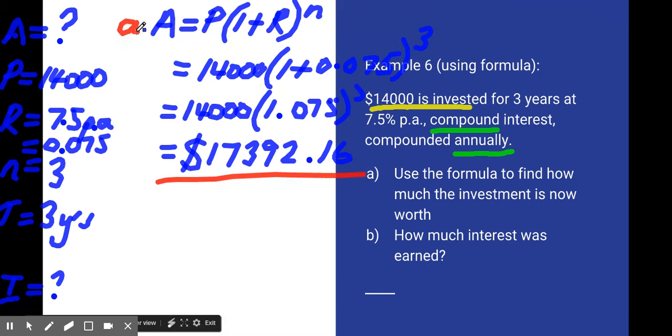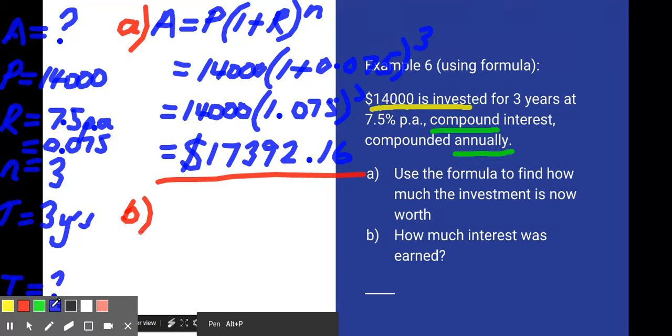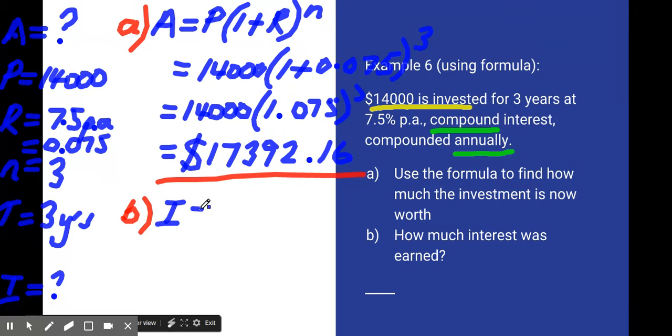Part B says how much interest was earned. Well, that's how much the investment is altogether, but we started with 14,000. So all we need to do is we can just go, we can write a formula if we want, or we can just sort of use a bit of common sense. Our interest is going to be the final amount, take away the principal. And just because I'm a bit short of room, I'll see if I can fit that in.